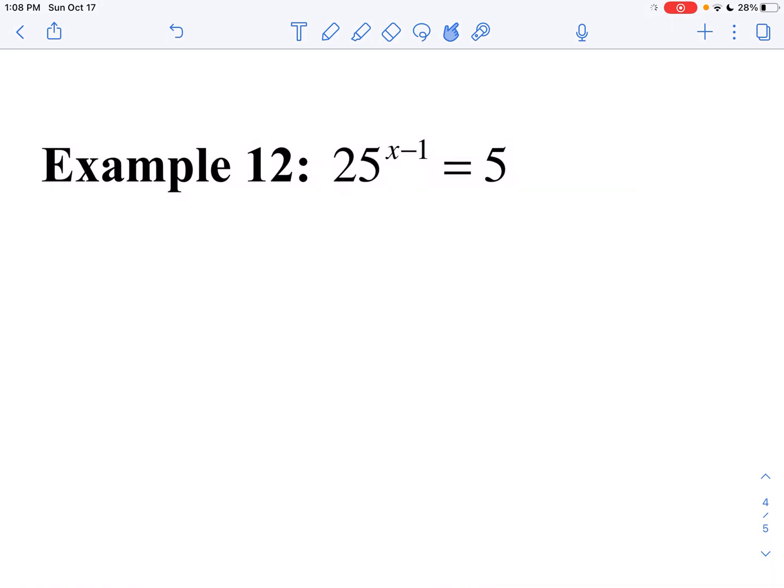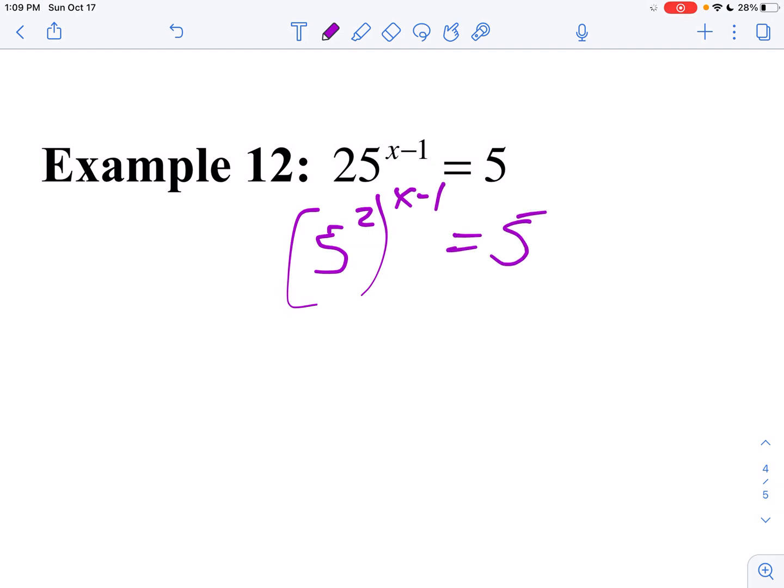So I've got 25 to the x minus 1 equals 5. My base is 5. So I'm going to rewrite 25 as a power of 5. So that's 5 to the second, raised to the x minus 1, equals 5 to the first. I'm going to write that 1 in there just so we can see it. So my bases are the same. They both have a base of 5. So I'm going to say 2 times x minus 1 equals 1.